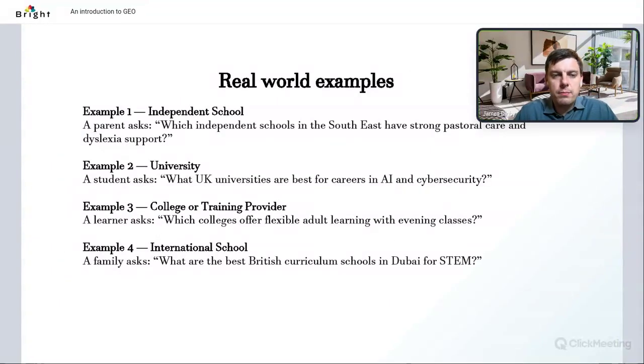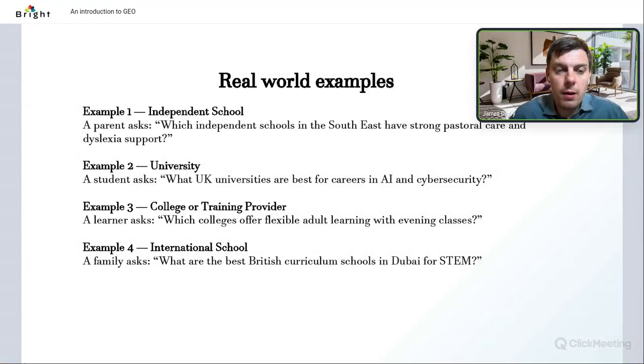So in terms of real world examples, these are the types of things that we're seeing people asking and coming up in the tools that we use for GEO. So for example, independent schools, parents are asking which independent schools in X region has strong pastoral care and dyslexia support. So very plain English questions, but there is quite a good level of detail there. It's not necessarily something that people would be Googling, because when they're Googling, they're expecting something that is relevant and then for them to do the research. Whereas with AI, they're wanting a lot more information summarized for them in one go.